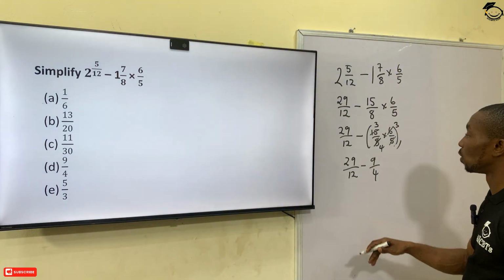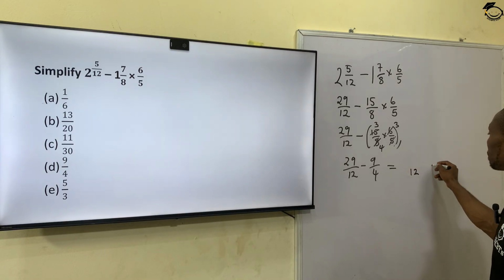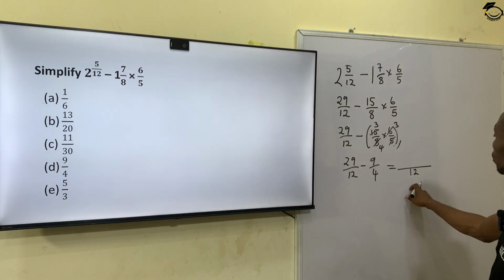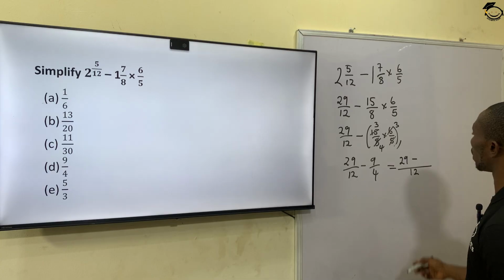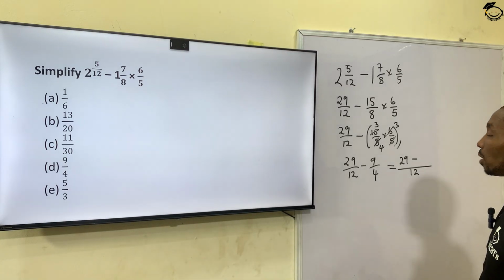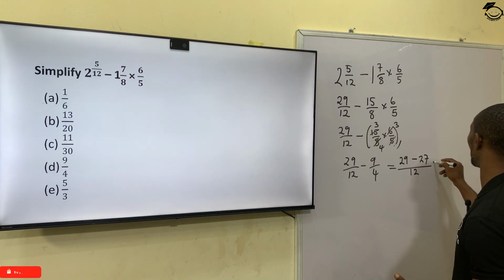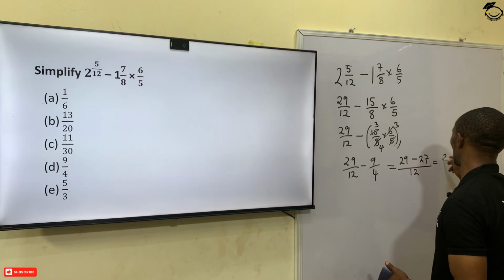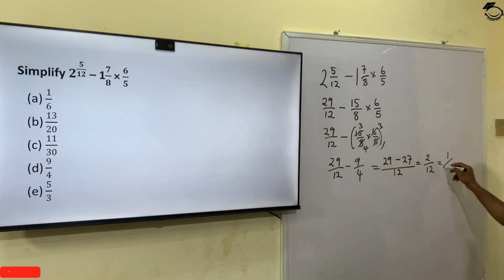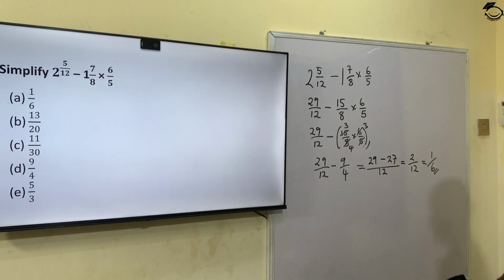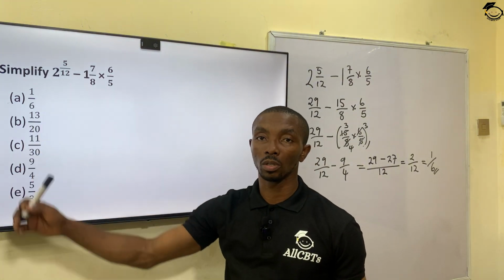Now from here, we find our LCM. LCM of 12 and 4 will give us 12. 12 into 12 will be 1. 1 times 29 gives us 29 minus 4 into 12 will give us 3. 3 times 9 gives us 27. So 29 minus 27 gives us 2 over 12. Now breaking it down to its lower step, we have this as 1 over 6. So in simplifying that, our answer becomes 1 over 6, which is our option A.